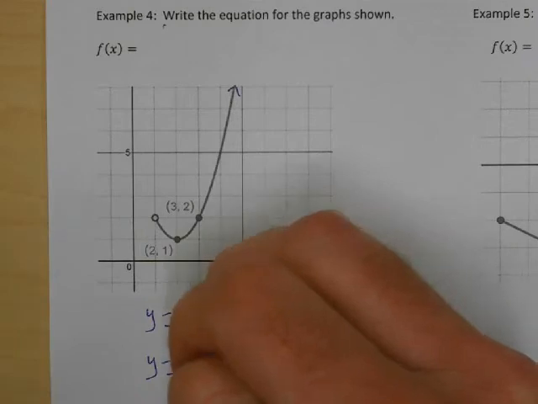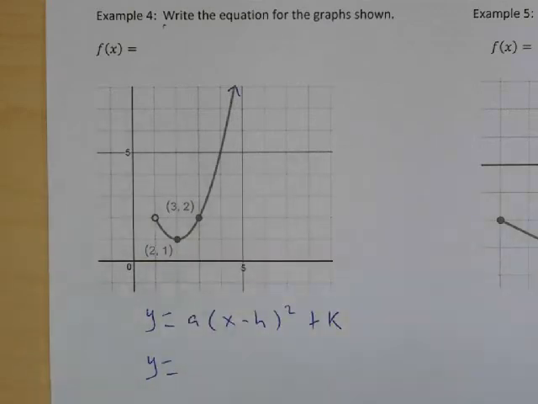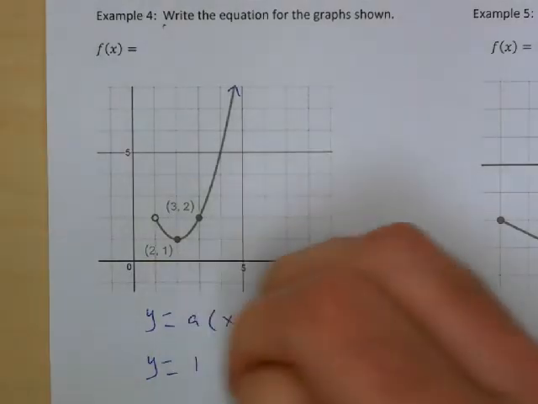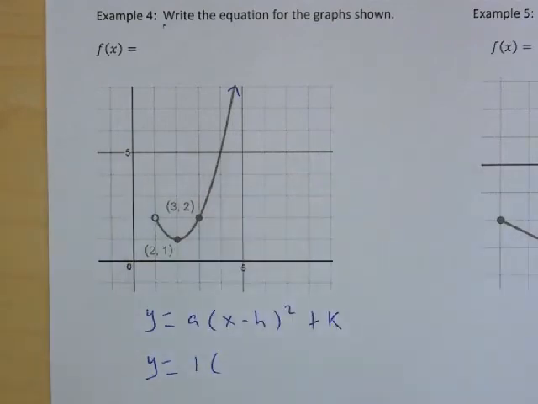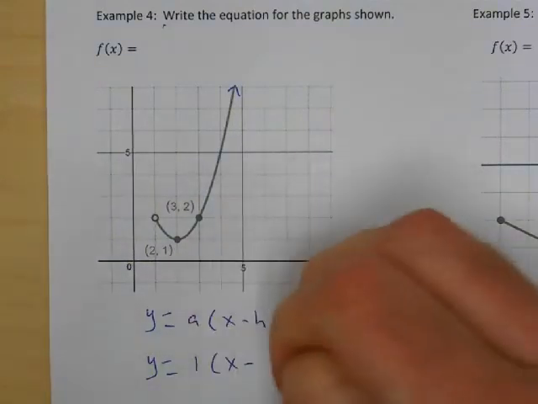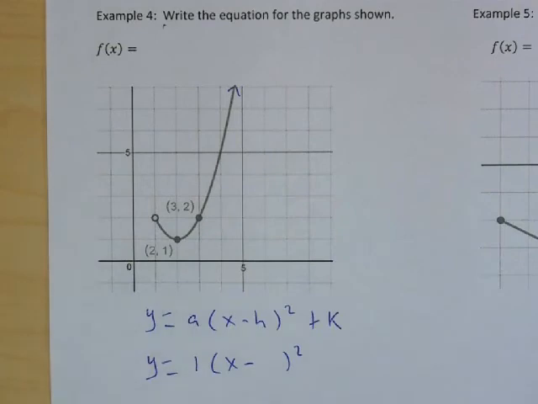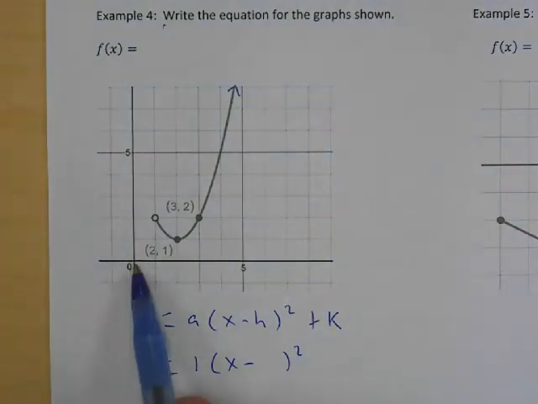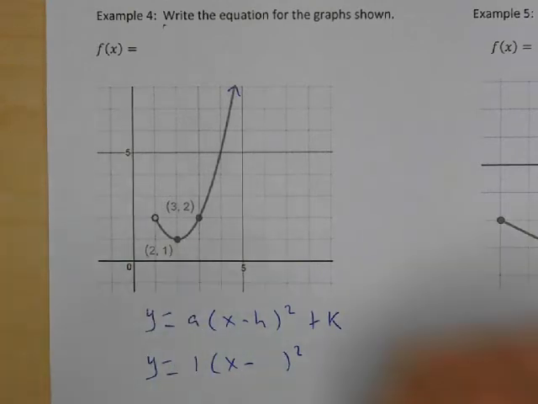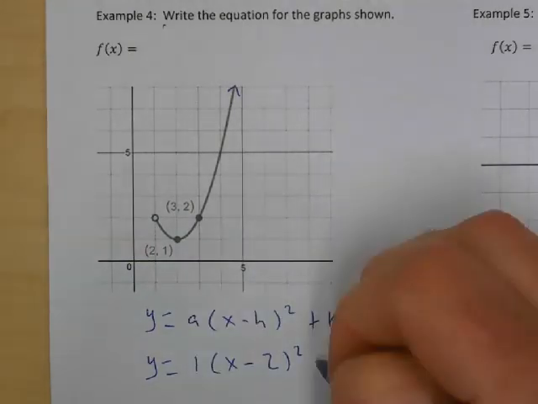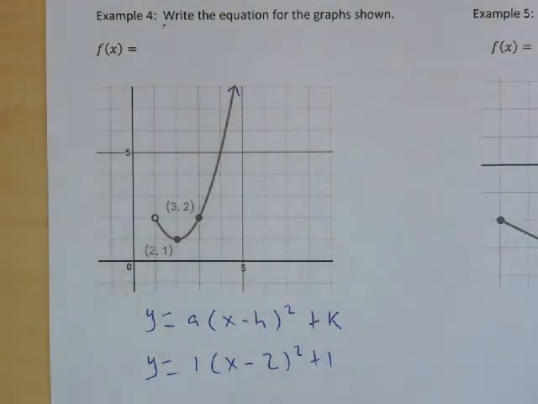So we can put a 1 here, or we can just leave it blank. We don't need to put the 1, but we can. I'll go ahead and put it in here. And then it's going to be x minus something squared, and then plus or minus something at the end. And then how was our graph shifted from the origin? Let's see, they went over 2 and up 1. So to move right 2, I've got to have x minus 2 in my equation. To move up 1, I've got to have plus 1 in my equation.